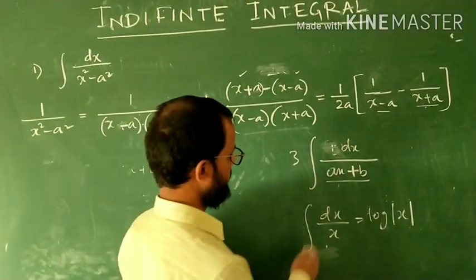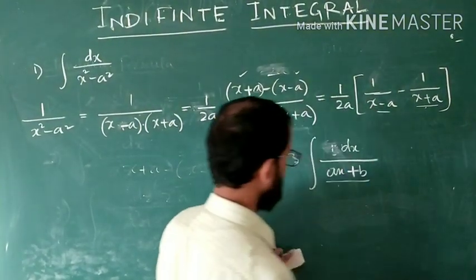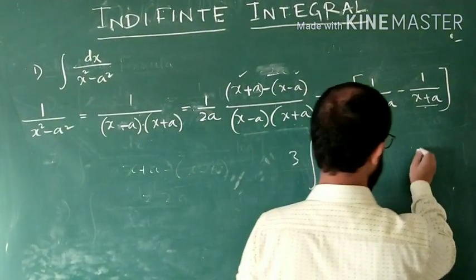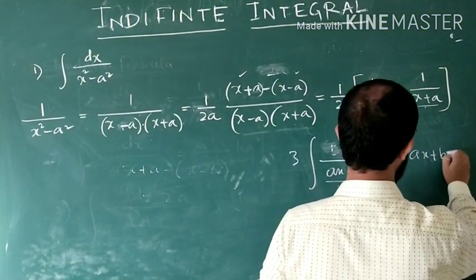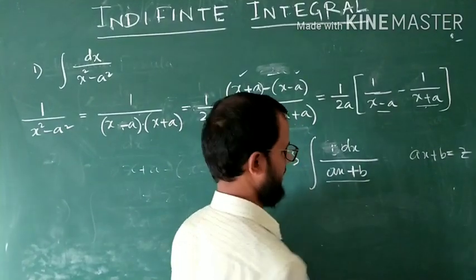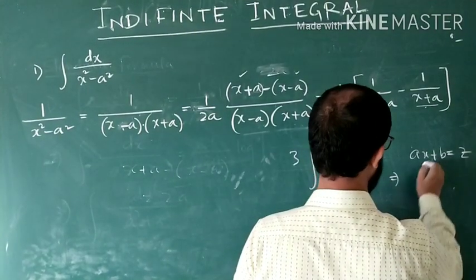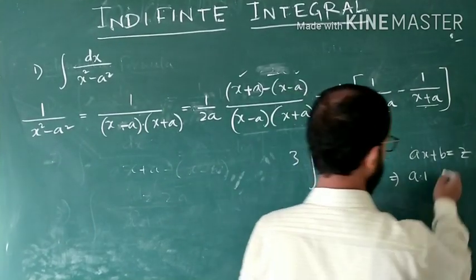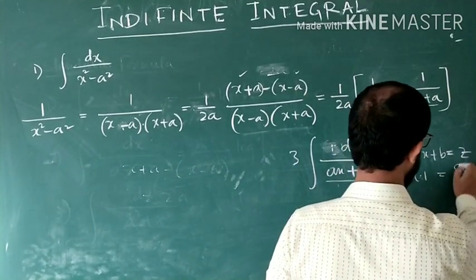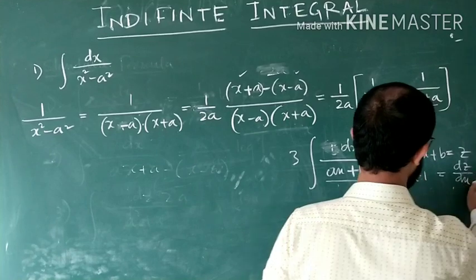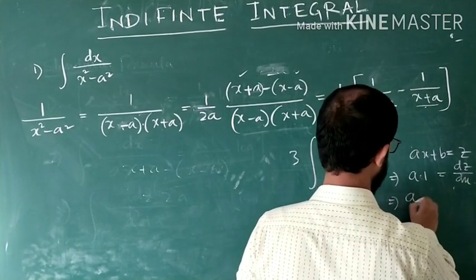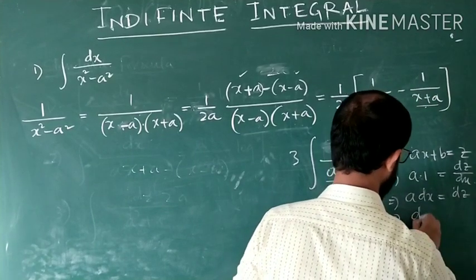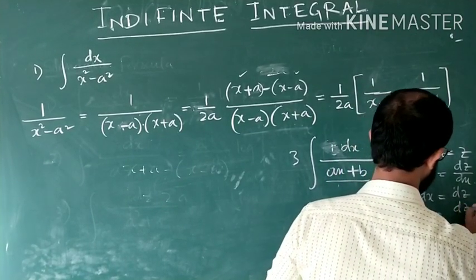Okay, so in such cases, we already know the substitution method. What will we do? ax plus b can be taken as another variable, z. If you differentiate, derivative of a into x is 1, and derivative of b is 0, and the right hand side is dz by dx. Finally it becomes a into dx equal to dz, or finally dx equal to dz by a.